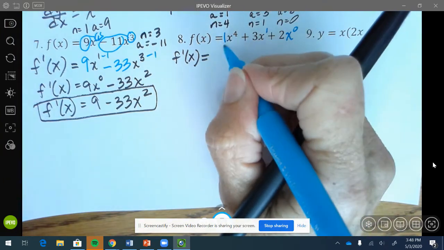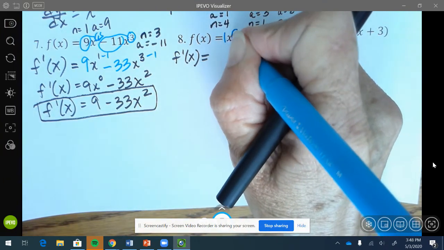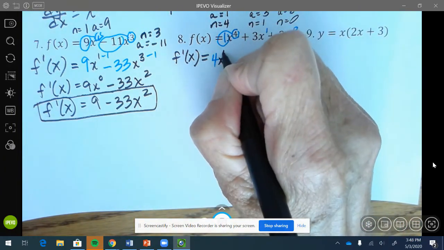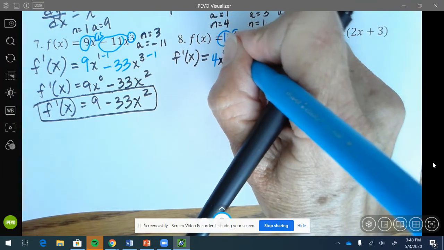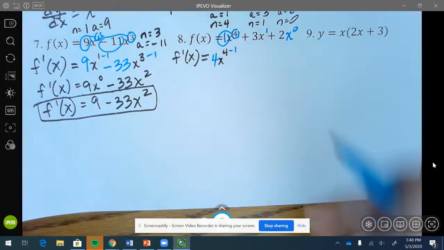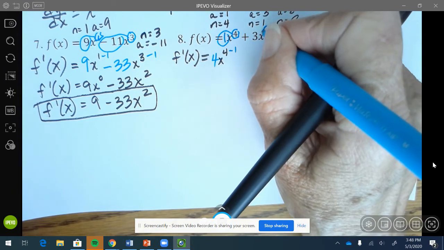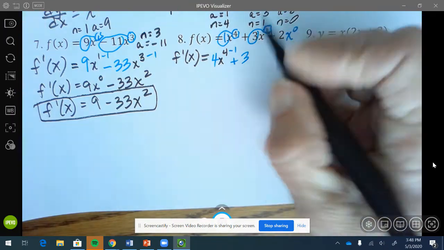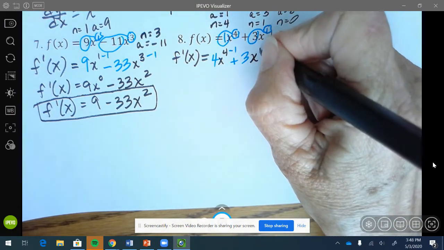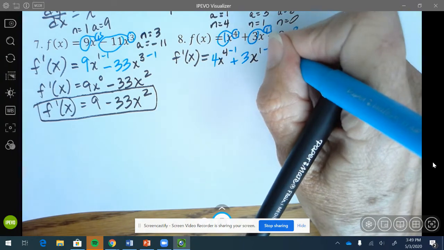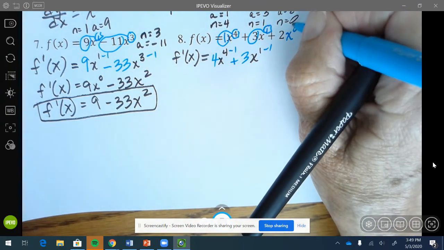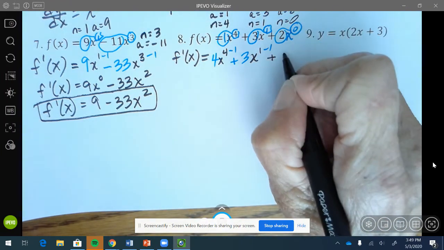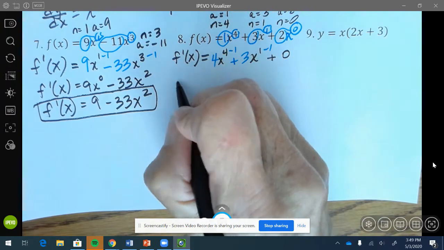So let's do the first term. The exponent times the coefficient is 4. X, the original exponent was 4, and we're going to subtract 1. The second term, 1 times 3, the exponent times the coefficient is 3. Here's your variable x, and then we have the original exponent of 1 minus 1. And the last one is 0 times 2, and as soon as you see that, well, what's 0 times 2 is 0. So now let's simplify it.